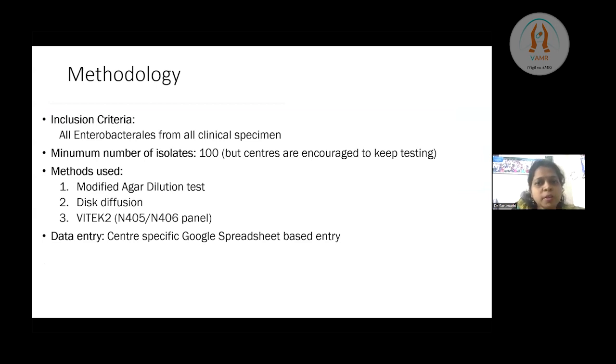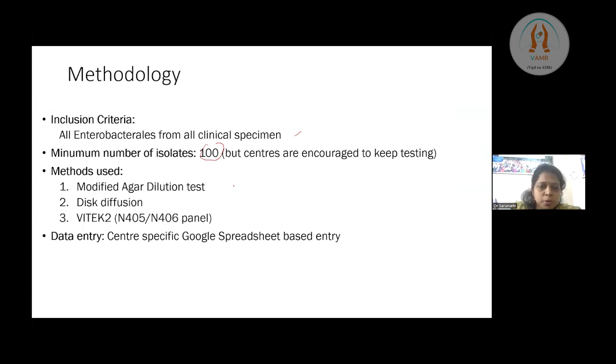So inclusion, as Dr. Ketan sir told, all Enterobacterales from all clinical specimen isolates we are going to include in the study. The minimum number of isolates is 100, but the centers can keep on entering and submitting the data of the testings.